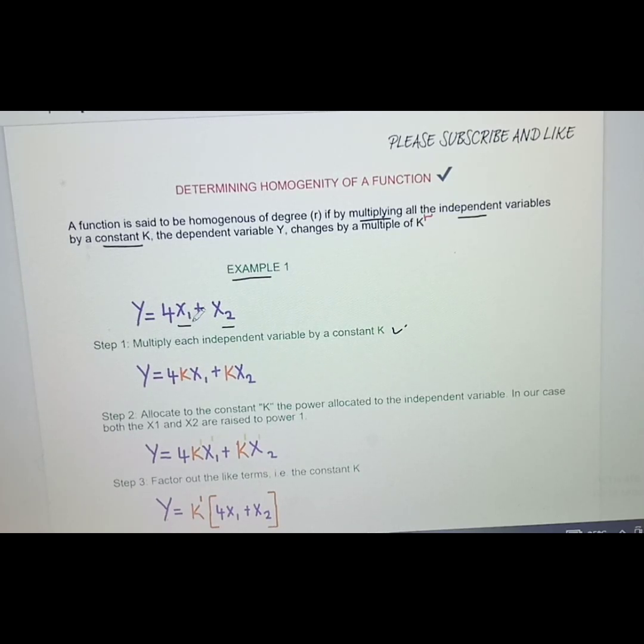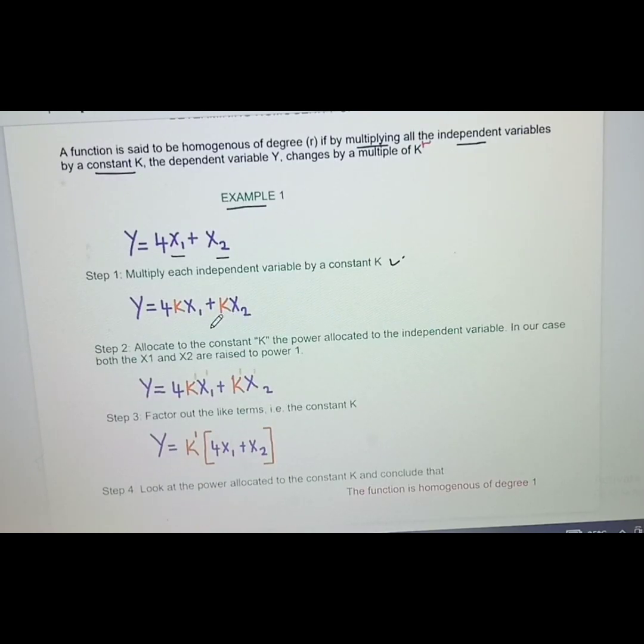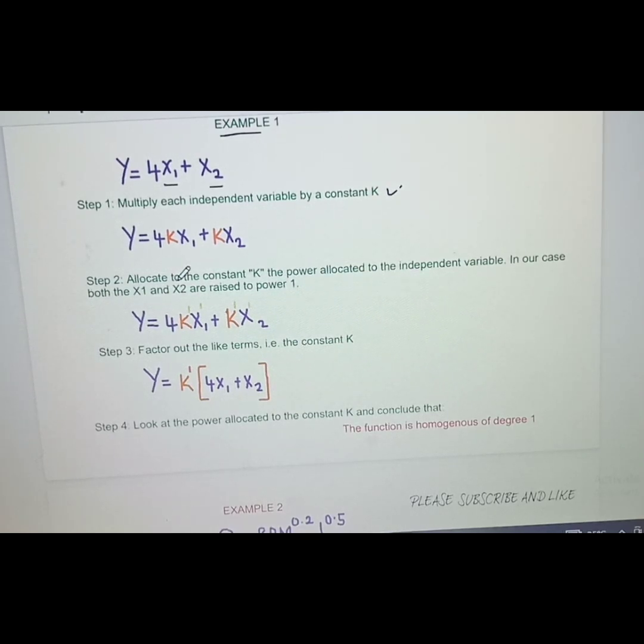We've said that we have two independent variables in our equation, that is x1 and x2. So when you multiply by a constant k, you're going to have y is equal to 4kx1 plus kx2. Our next step is to allocate to the constant k the power allocated to the independent variable. In our case, both the independent variables x1 and x2 are raised to power 1, as you can see.